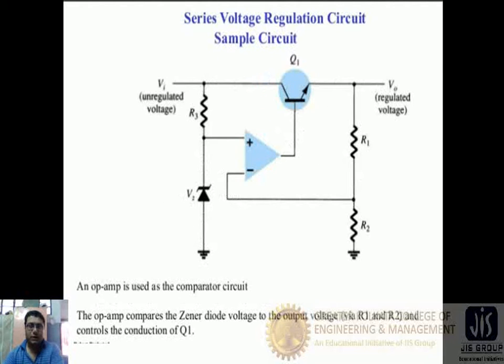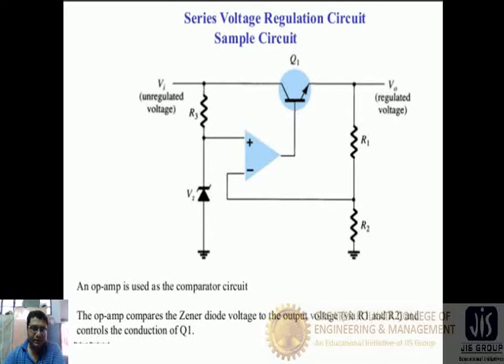Another circuit is the series voltage regulation circuit, sampling circuit. Here we used an op-amp. Op-amp is a comparator circuit. We know it compares the two voltage references of this point and this point. If the positive is more and the negative voltage is less, then the op-amp produces a high voltage, and if the opposite happens, that means if the positive terminal is at low potential and the negative is at high potential, the op-amp produces a negative or zero voltage at its output.